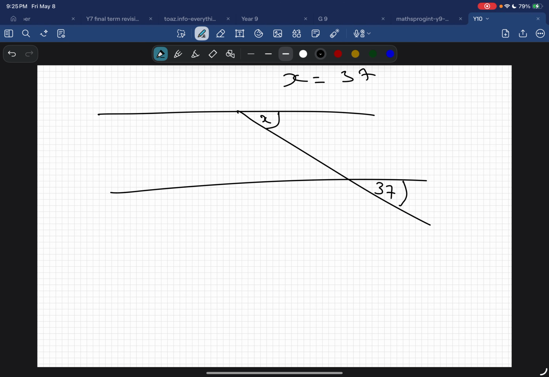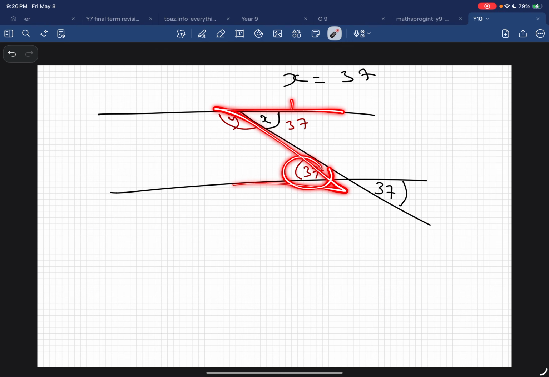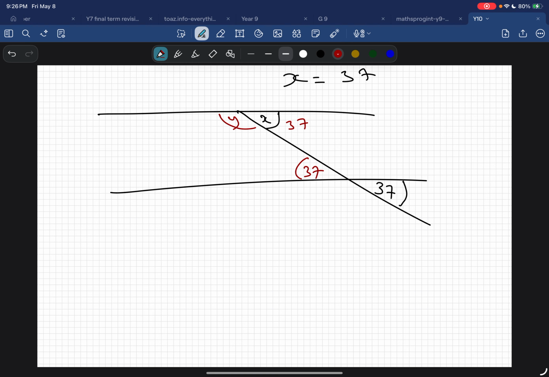If I needed to find this value, which is, let's say, y, here it differs. What can you notice here? That these are vertically opposite angles. So this is actually 37. And you will know for a fact that if this is 37 and they are alternate, this is also 37. But now we are searching for the value of y. You know for a fact that when you have co-interior angles, all you have to do is take away from 180.